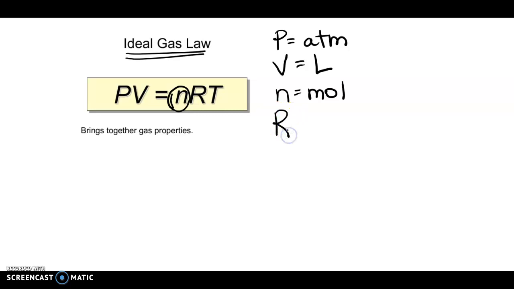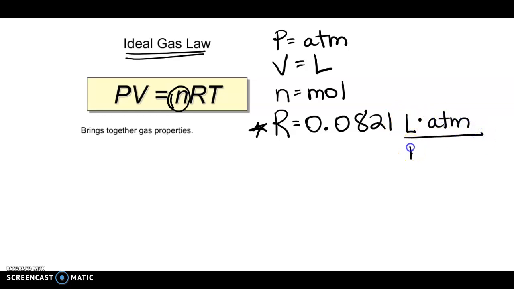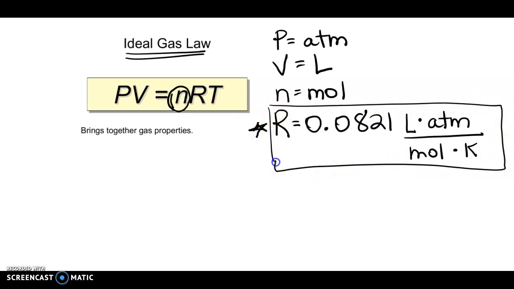R is the universal gas constant. That means this number is always the same. It's never changing. And that number is 0.0821. And here are the units for this gas constant: liters times ATM divided by mole times Kelvin. This is really important that you know this. This will always be the value for R.